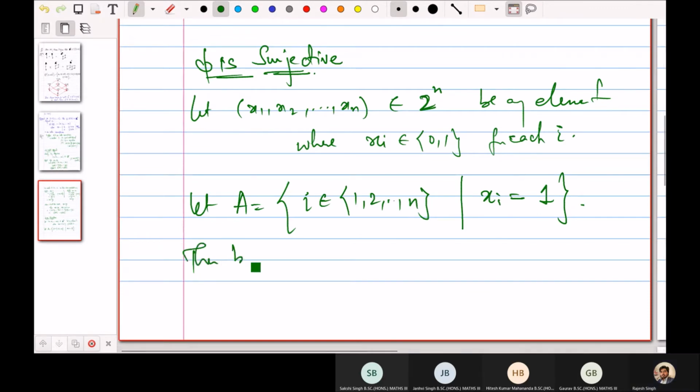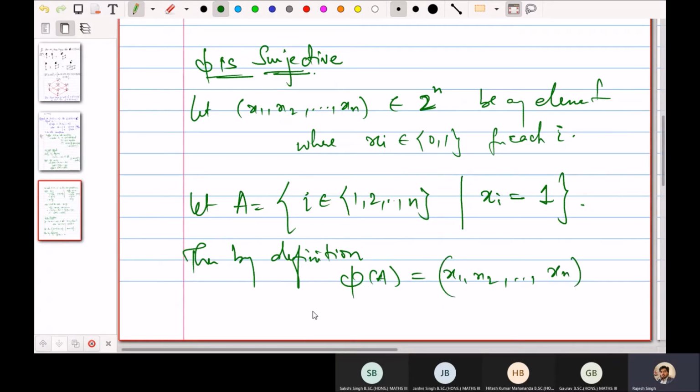Then by definition, phi of A is equal to (x1, x2, ..., xn). This implies phi is surjective, because we have shown a pre-image of this element, right? Clear? Is it clear, everyone? Yes, sir. Okay, great. So we have shown phi is surjective.